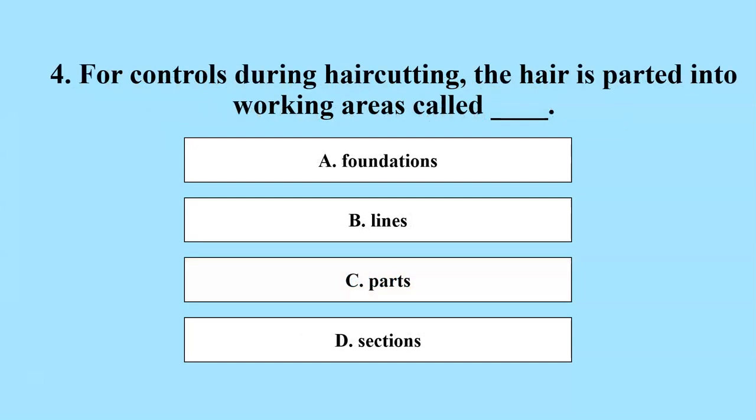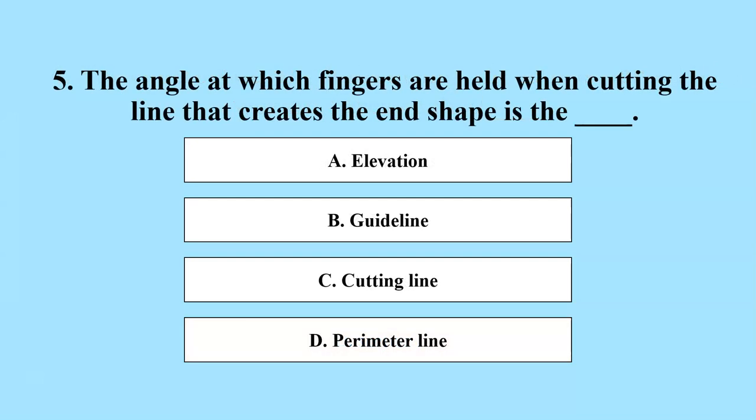For controls during haircutting, the hair is parted into working areas called foundations, lines, parts, sections. If you chose D, sections, you are correct.